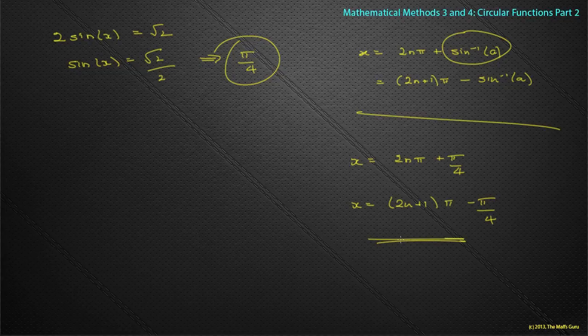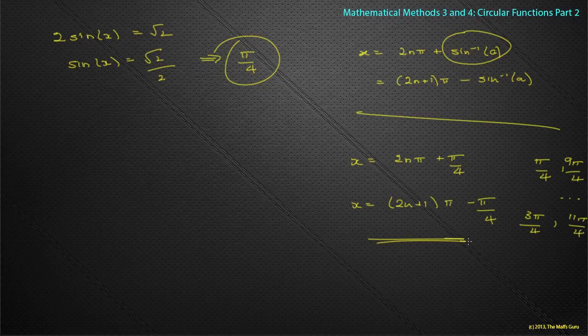Those are the formulas. How would I then actually find out my values? Well, you substitute in values of n, right? If n was 0, then we'd find our first solution is π/4, which we know. If n is 1, we get 2π plus π/4, which would be 9π/4, and so it goes on. Likewise here, if n is 0, you'd end up with π minus π/4, which would be 3π/4, and if n is 1, 3π minus π/4, which would be 11π/4.